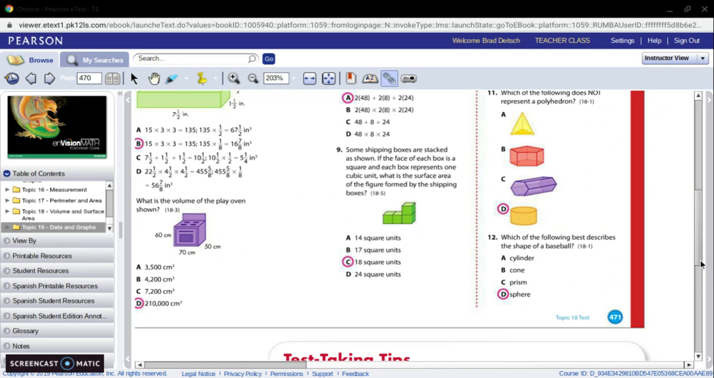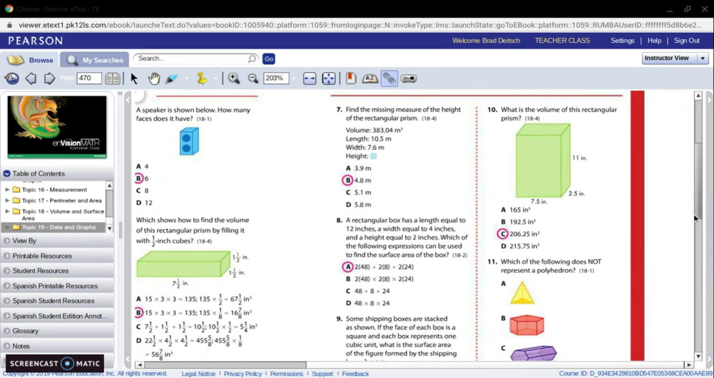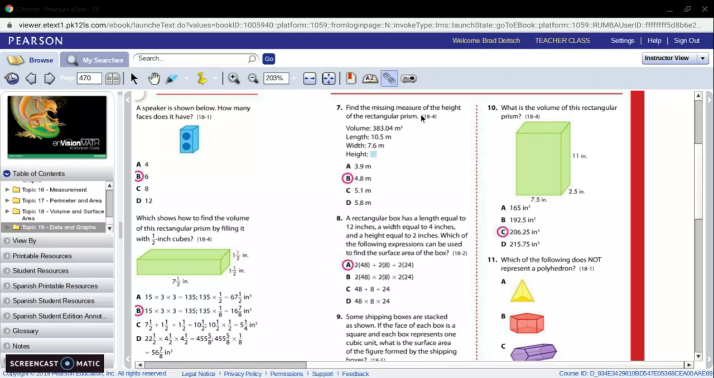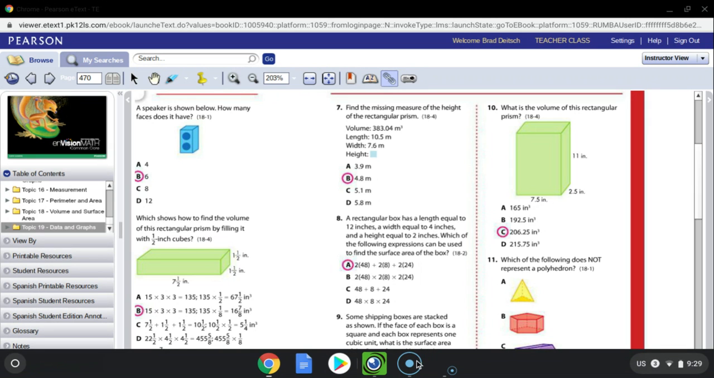All right, so now moving over. Okay, number 7 says find the missing measure of the height of a rectangular prism. So let me show this one on the board as well. Let me just get this ready for you guys. So always know that the formula is volume equals length times width times height. So let me switch screens.